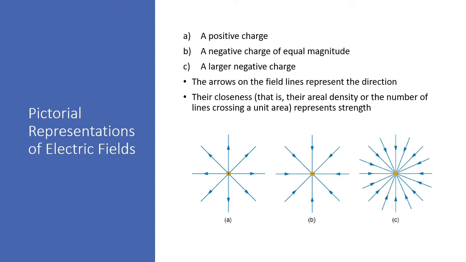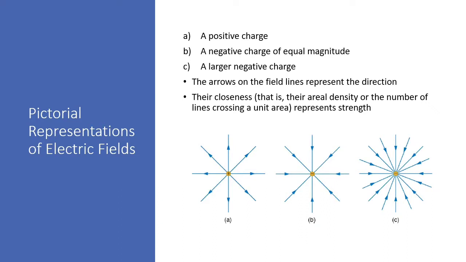Here we can see image A. A positive charge has arrows pointing away from it. So that is the drawing convention. This is because if we were to put a positive test charge somewhere in the vicinity of this positive charge, it will be pushed away.